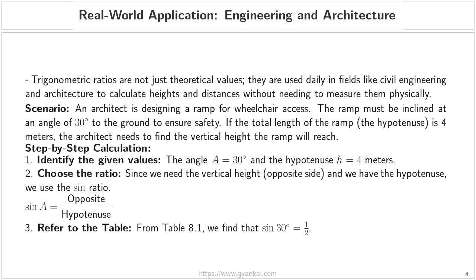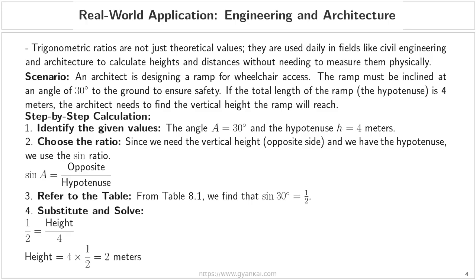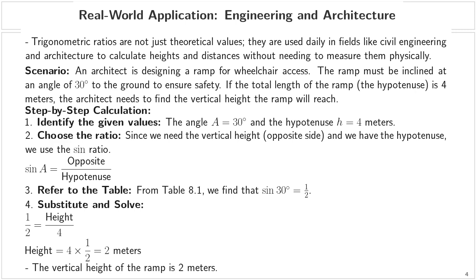Third, we refer back to the summary table we just reviewed. If we look at the column for 30 degrees and the row for sine A, we find that sine of 30 degrees is equal to 1/2. Finally, we substitute that value into our equation and solve. We set 1/2 equal to the height divided by 4. To isolate the height, we simply multiply 4 by 1/2, which gives us a result of 2 meters. So, through the use of trigonometry, we have determined that the vertical height of the ramp is exactly 2 meters.